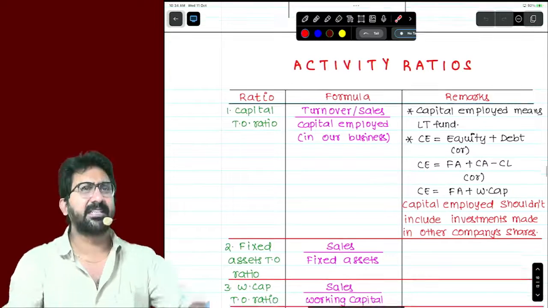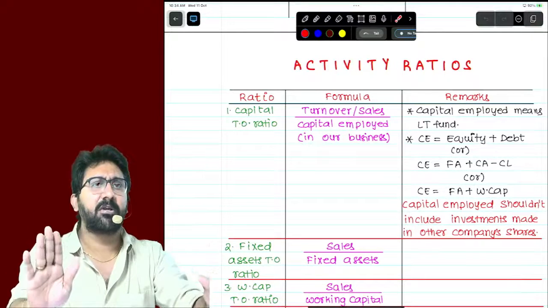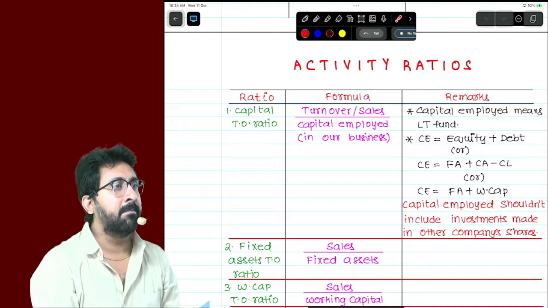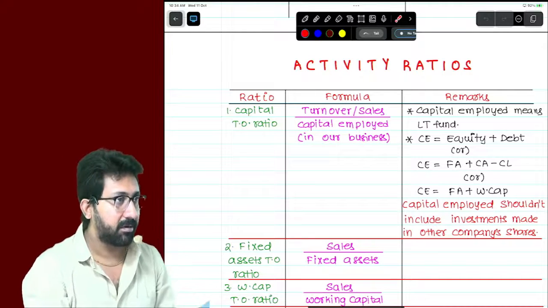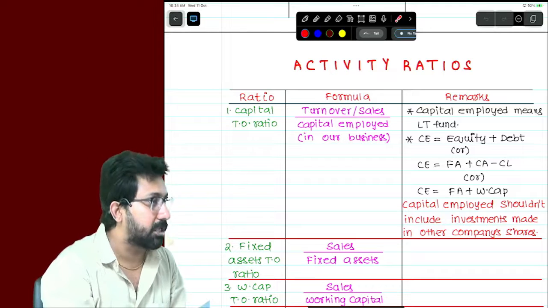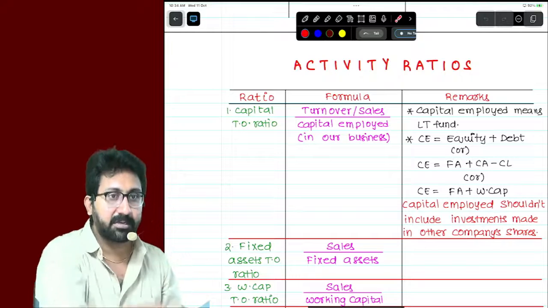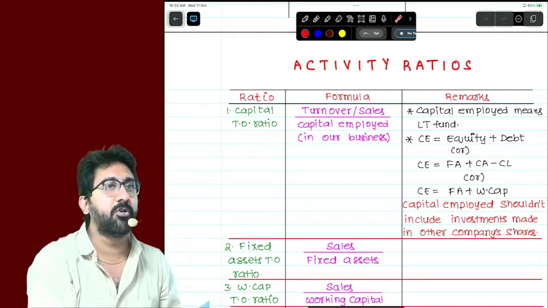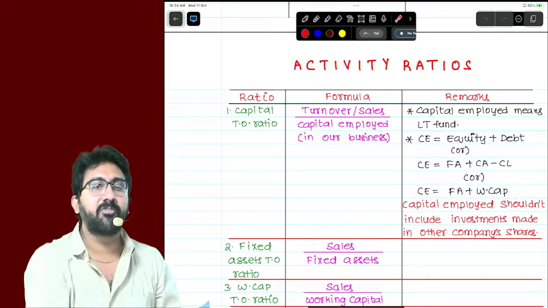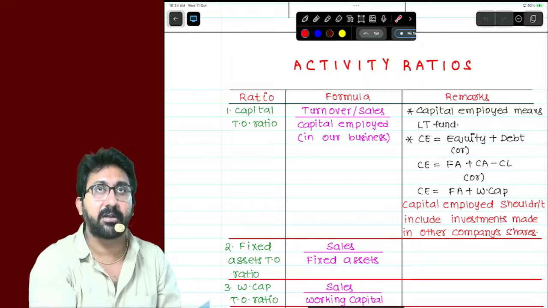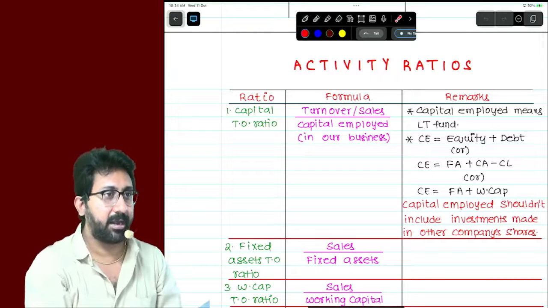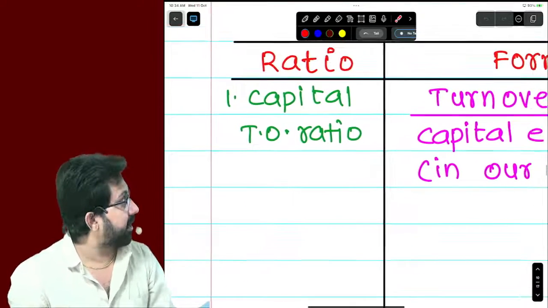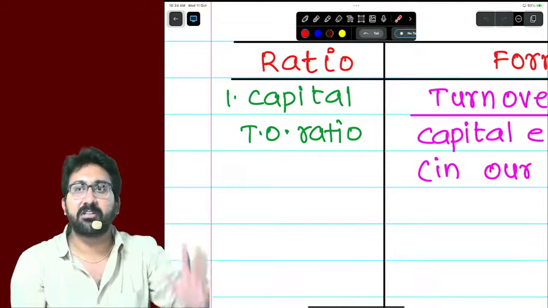Activity ratios. So, simple. Activity is called turnover. Turnover comes because of capital. Who is the influencer? Therefore, capital should come in the denominator and turnover should come in the numerator. Okay? Now tell me, what is the first ratio? Capital turnover ratio. Simply tell me, what is the formula?